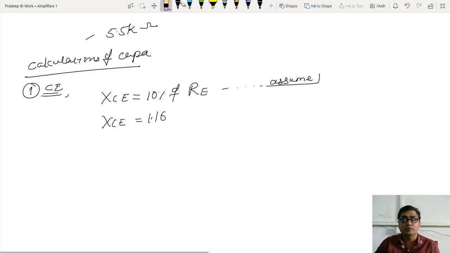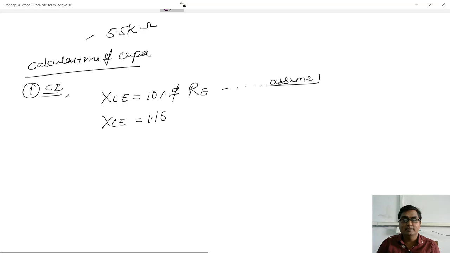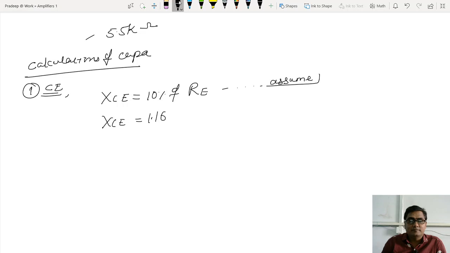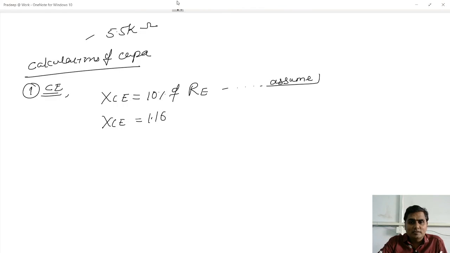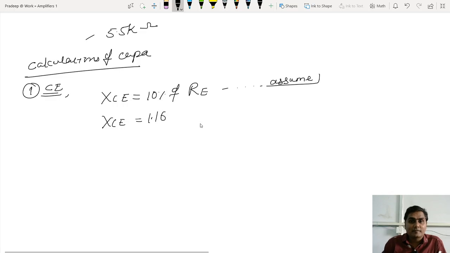Now things are okay. We need a pen. The value of XCE is 10% of RE. Check what's the value of RE. It is 116. So 10% of 116 is 11.6. Right now the unit is ohm. So 11.6 ohm is the value of XCE.